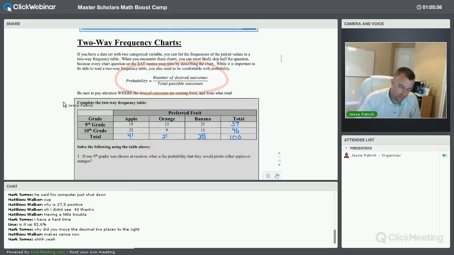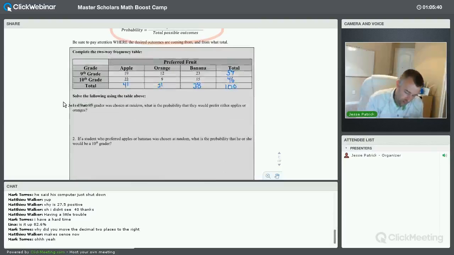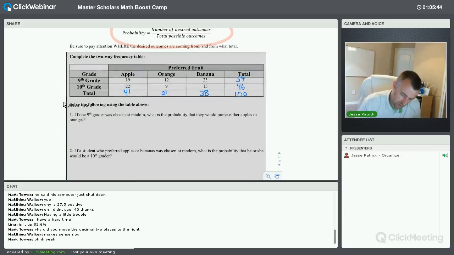That's all it is. At this point, we have one ninth grader that's going to be chosen at random. So I look at my ninth graders, I have 54 of them. Out of those 54 students, that's important to note. In this problem, number one, I'm dealing with 54 students, not 100. That's going to be my total possible outcomes. Why? Because there are 54 ninth graders, and that's what I chose from. The other ones don't matter.